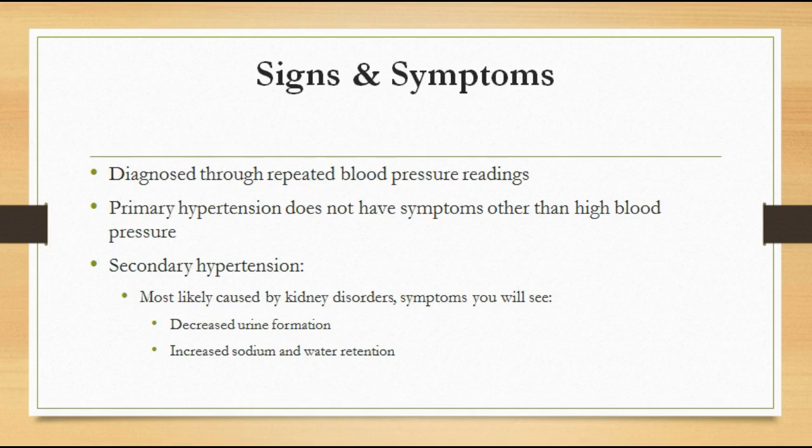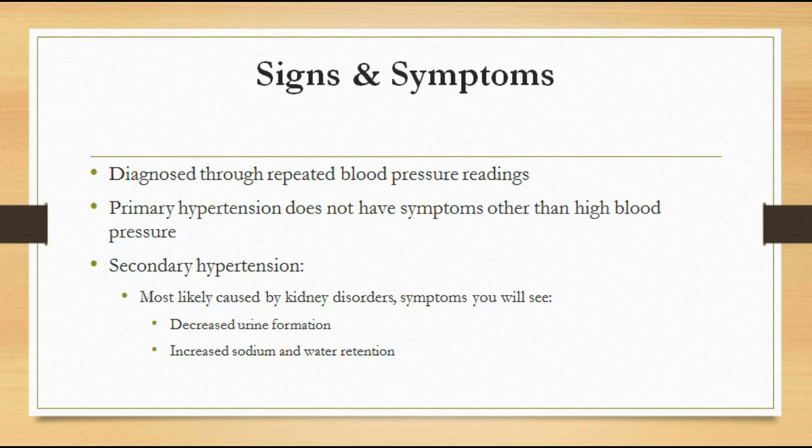Primary hypertension does not have symptoms. You don't feel anything. And people move around with blood pressure 160, 170 over 90, 90 something. And then there is the secondary hypertension, most likely caused by kidney disease, liver disease, and people start to see symptoms.